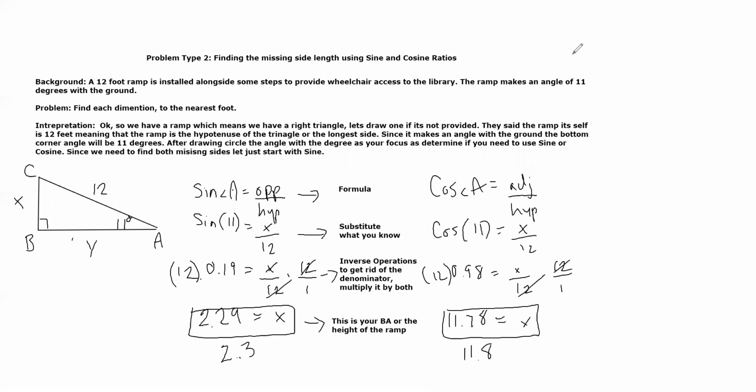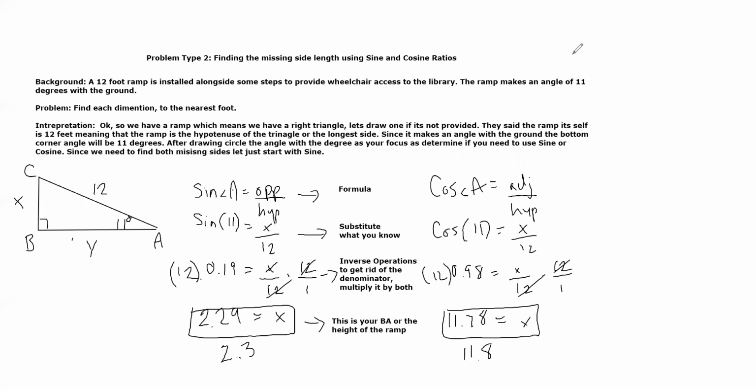So we have a background information. A 12-foot ramp is installed alongside some steps to provide wheelchair access to the library. The ramp makes an angle of 11 degrees with the ground. Okay, that's the background information. Cool, we have a ramp, and we need to figure out how tall the ramp is, right? Okay, problem. Find each dimension to the nearest foot. Okay, so they want us to find out how tall it is and how long it is.